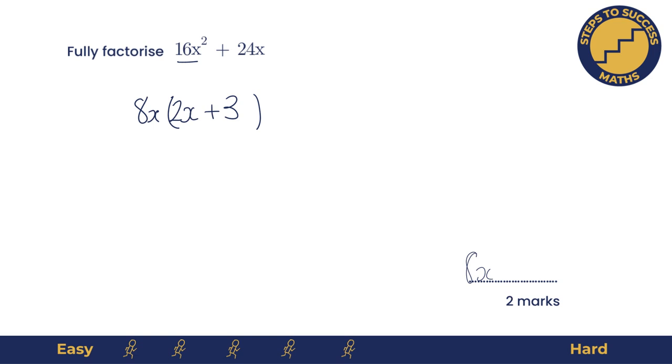We are fully factorised. If you only remember to bring out either the number or the letter, you'll only score half the marks on this question.